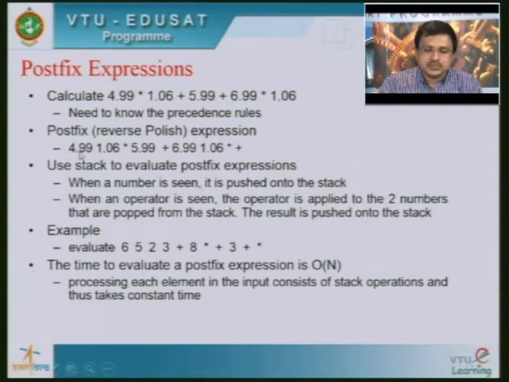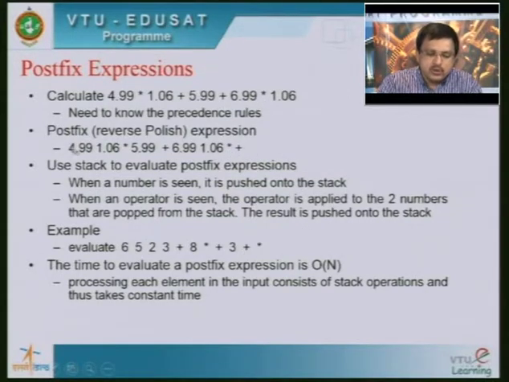It is something like this. Look at this: 4.99 space 1.06 space star space 5.99 and so on. This is what we call Polish notation or postfix expression. There is an algorithm to convert this infix notation into postfix, which you will see in data structures sometime in your next semesters. This is what we call postfix notation, and all compilers do this. They will convert this infix to this. There is a very efficient algorithm to convert this.